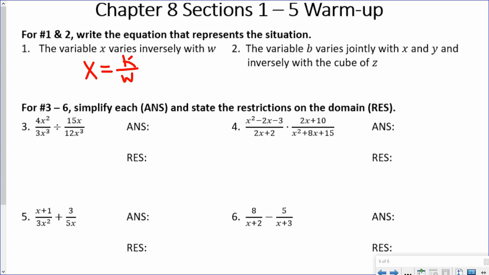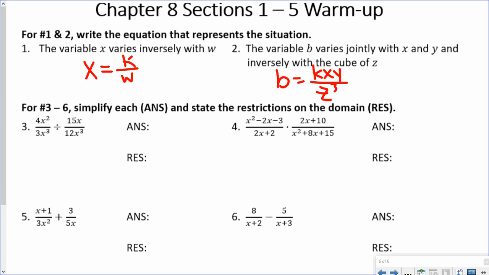Number 2, the variable b varies jointly with x and y and inversely with the cube of z. So b equals kxy divided by the cube of z, so z cubed.